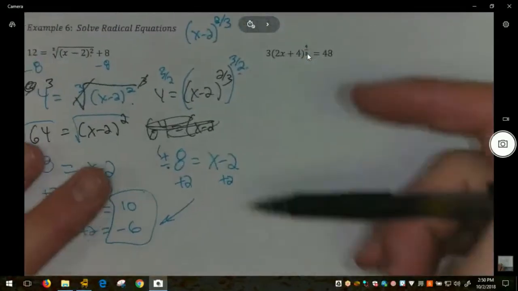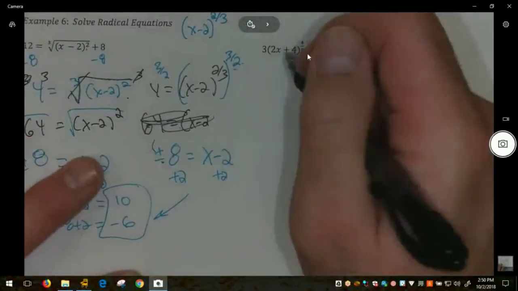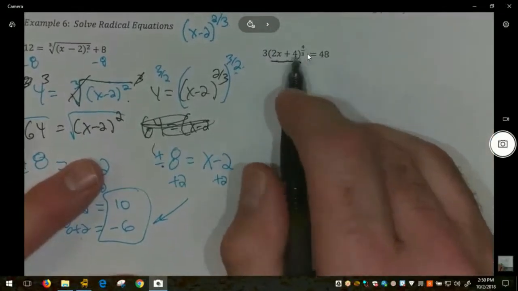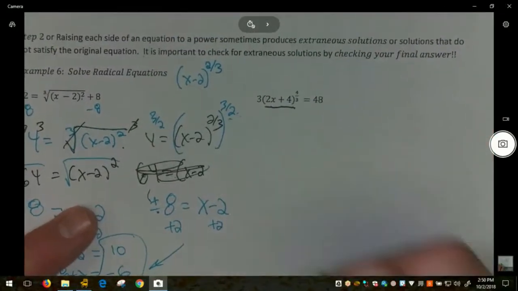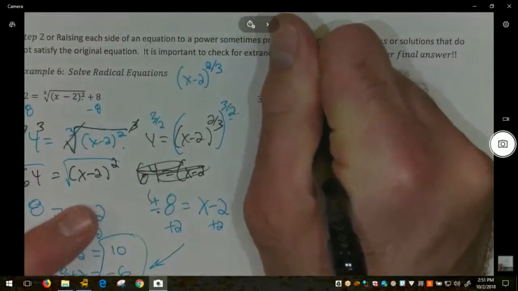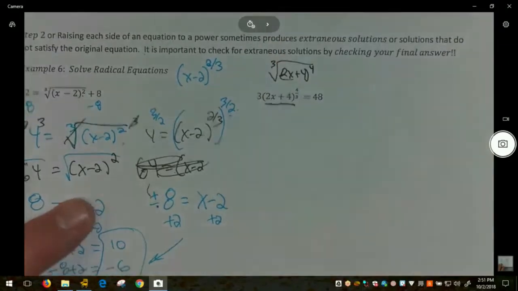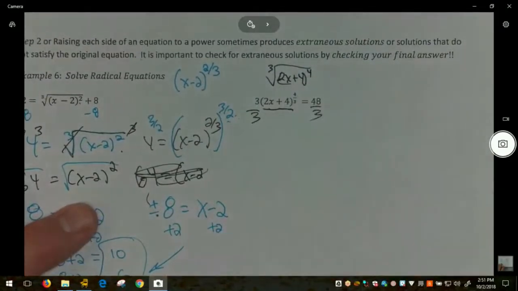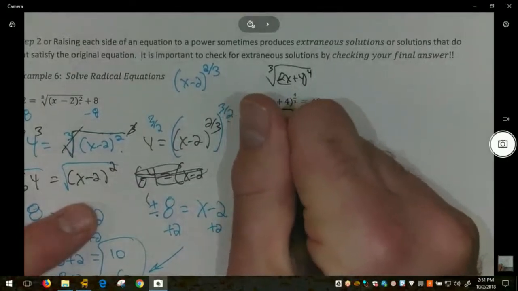In the next example, we do not have this root by itself, only that expression 2x plus 4 is being raised to the 4/3 power, which means it's really the cubed root of 2x plus 4 to the 4th. So right now, to get rid of that 3, I'm going to divide. 48 divided by 3 is 16.